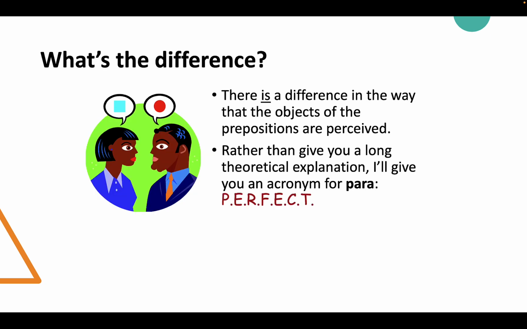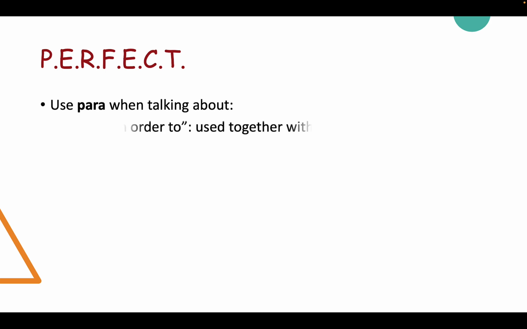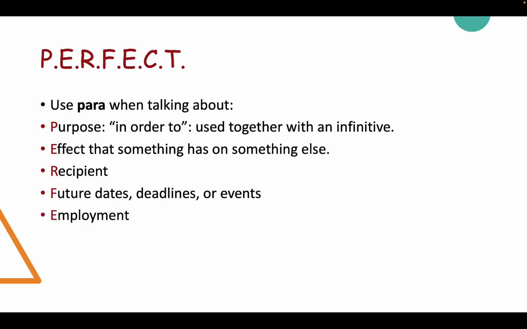With that in mind, we can link the use of para with the acronym PERFECT. And P will refer to purpose, which is the equivalent of in order to. E is effect, the impact that something has on something else. R is recipient. F is future dates, deadlines, or events. E is employment, C is comparison, and T is toward a specific place. We're going to see all these uses with examples so we can more easily remember and understand.